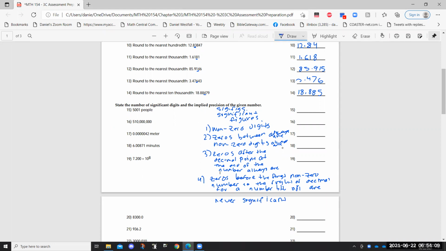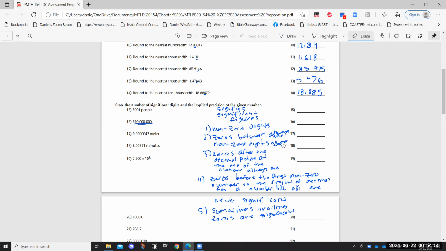And last is that sometimes zeros at the end of a number here, like this, we call those trailing zeros, are significant. It mostly has to do with this rule about zeros after the decimal point, and if there are zeros after the decimal point or not.